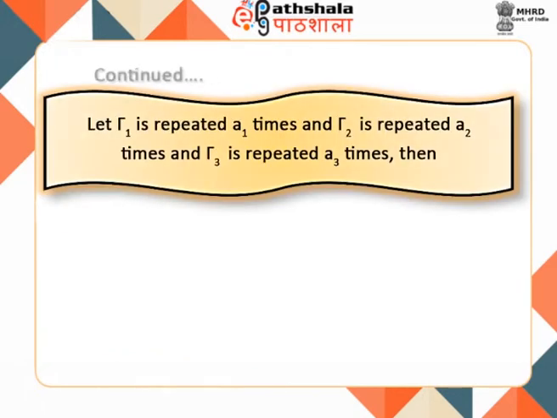In general, our aim is to reduce tau red as far as possible so that it cannot be reduced further. We need to reduce the reducible representation into irreducible representations. During similarity transformation, a reducible representation may be reduced to irreducible representations. Let tau 1 be repeated a1 times, tau 2 be repeated a2 times, and tau 3 be repeated a3 times, then it is written as given, where ai is the number of times tau i or its equivalent repeats in tau red.